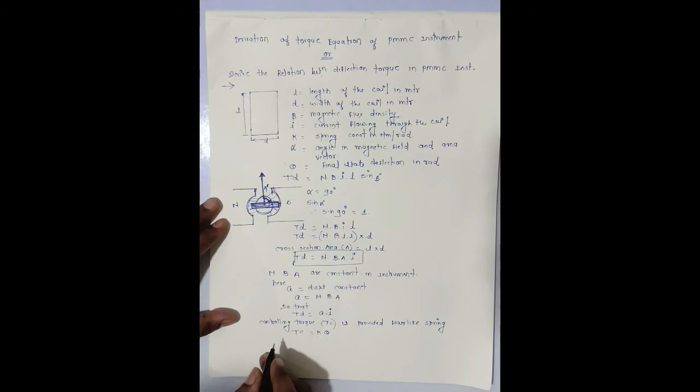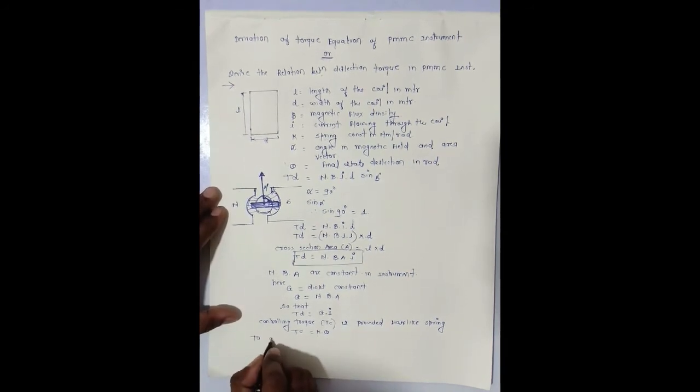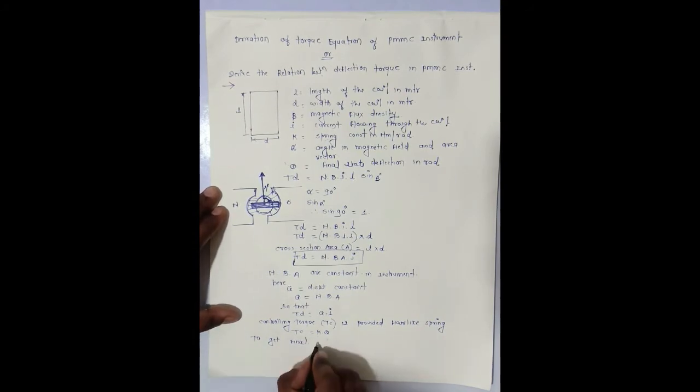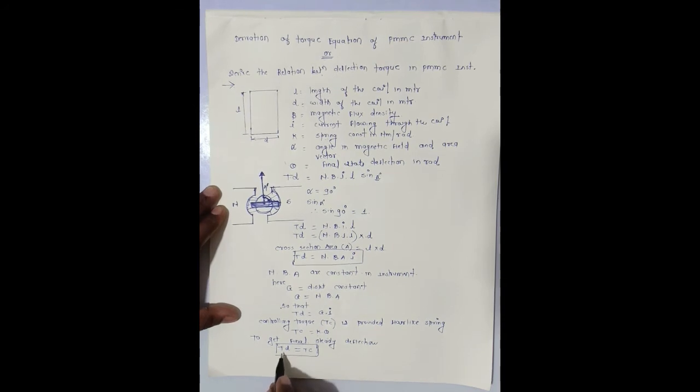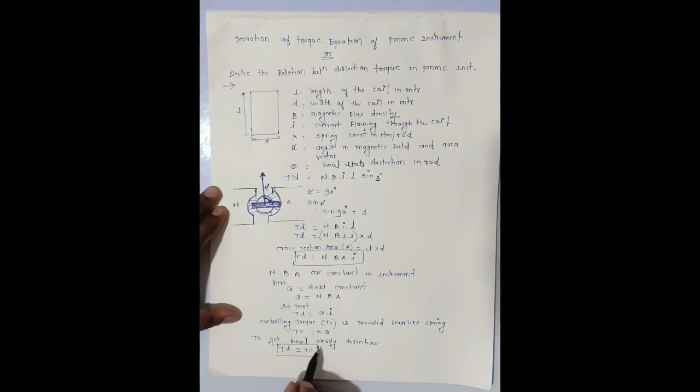We know that to get the final steady deflection, TD should always be equal to TC. That means the deflection torque is always equal to TC. When TD is equal to TC, only in that case do we get the final steady deflection.